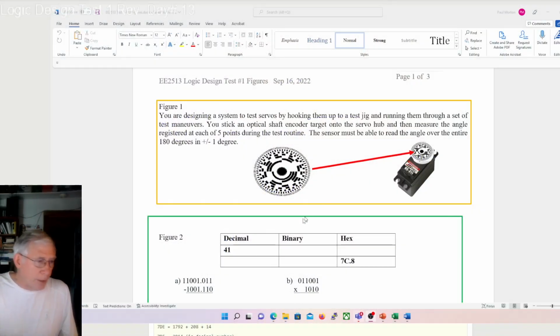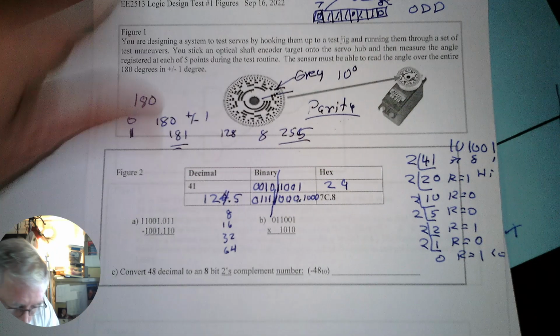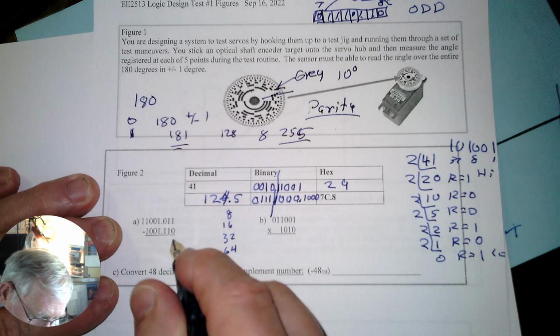Okay, now we've got a subtraction problem and a multiplication. So we'll do those. I'll just go through those real quick. All right, so let's go back to the paper. Okay, so the subtraction. So 0 from 1 is 1.